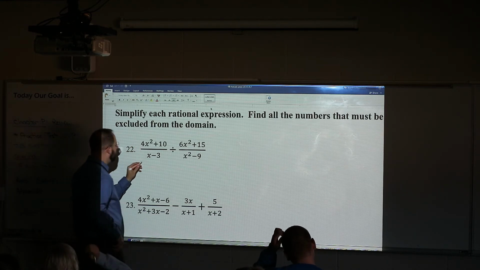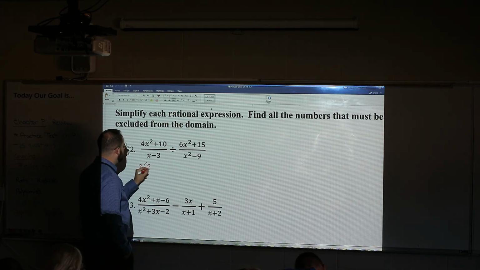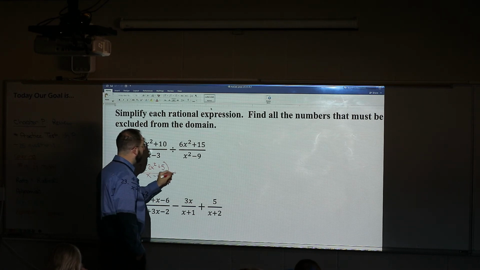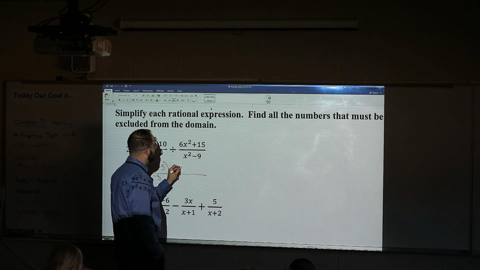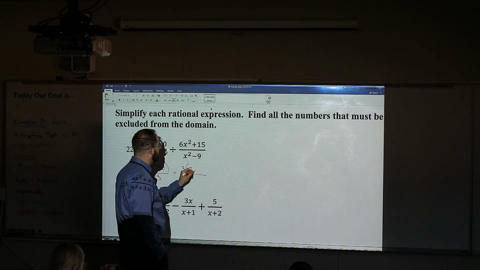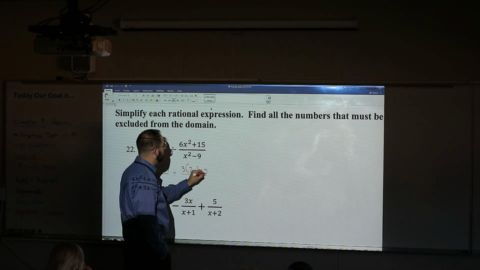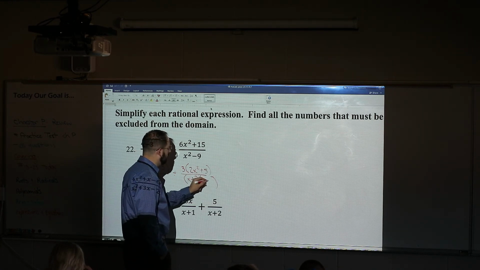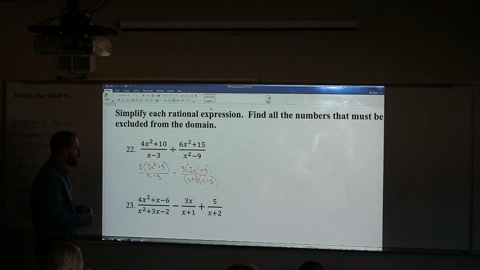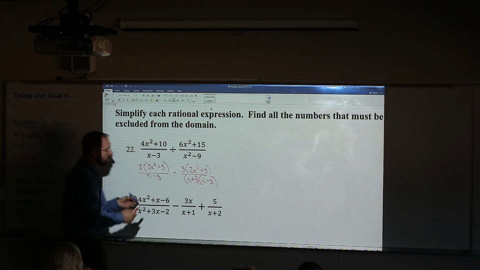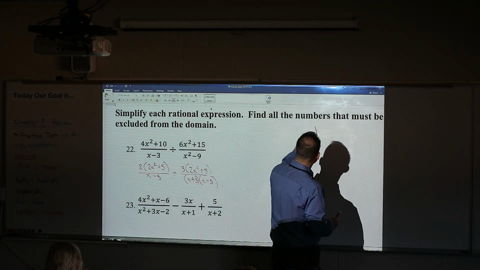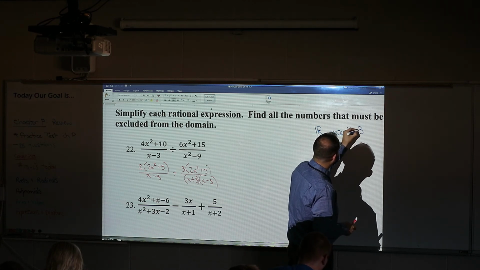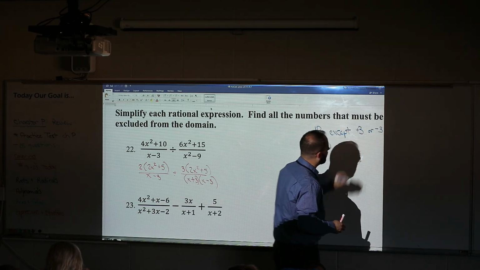So if I factor this top apart, I can take out a 2. So that's 2 times x squared plus 5. The bottom is an x minus 3. Over here, before I flip, I can take out a 3 out of the top. So that's 2x squared plus 5. Out of the bottom, that's a difference of squares: x plus 3, x minus 3. Well, it looks like so far for the domain, I can't use positive or negative 3. So far. I mean, it's going to change. So it's all real numbers except positive 3 or negative 3 so far. That might change here in a minute.